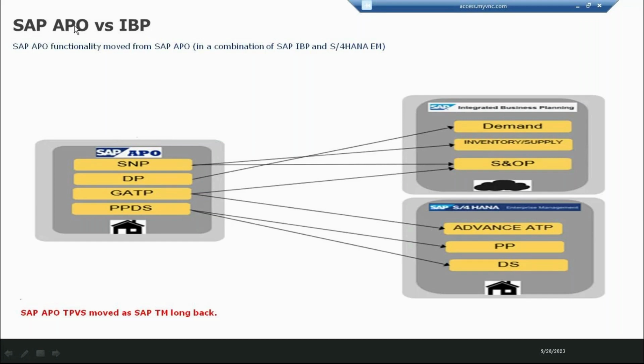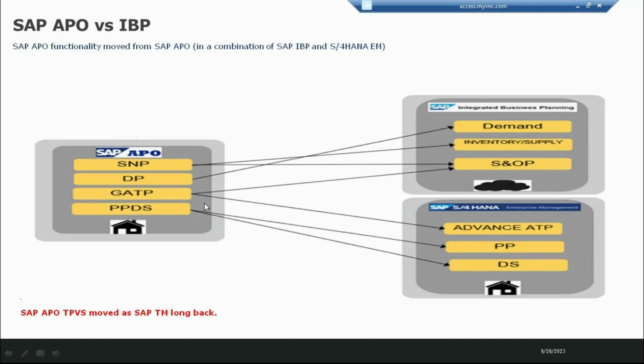Currently some companies are already using APO. By 2028, SAP is going to stop supporting APO. So those who are using SAP APO either need to migrate to IBP or move to some other tools. But after 2028, they cannot continue with the APO software.